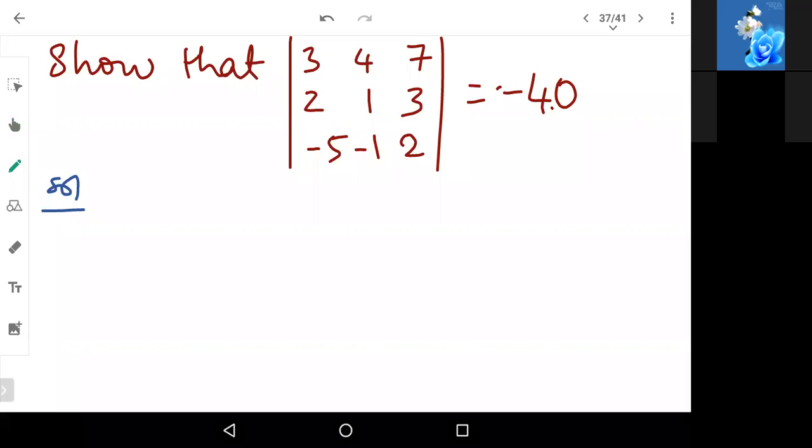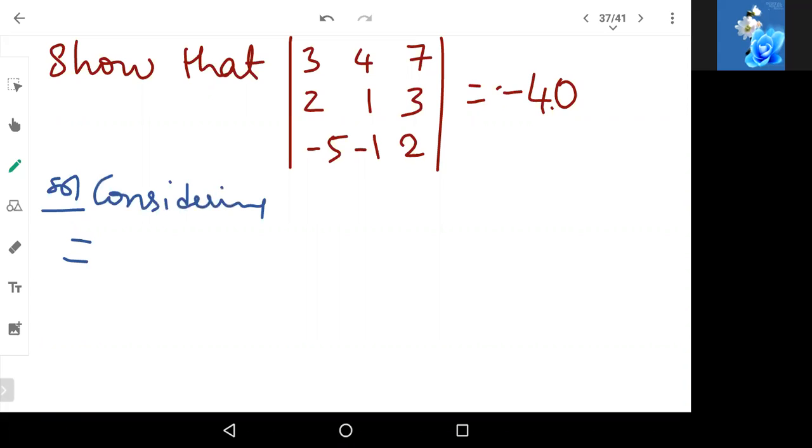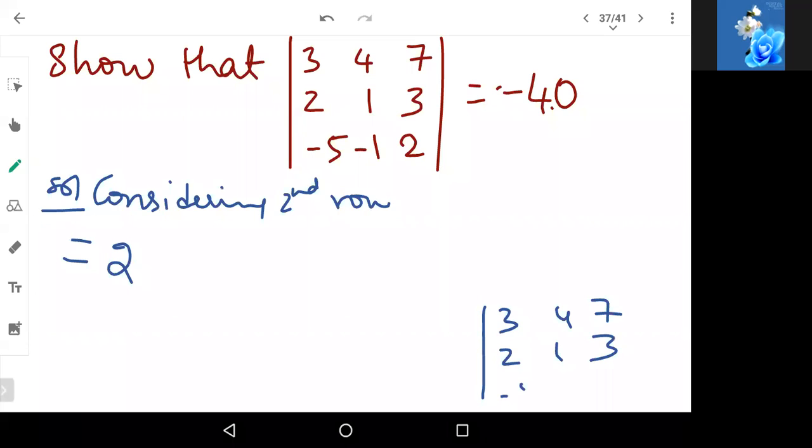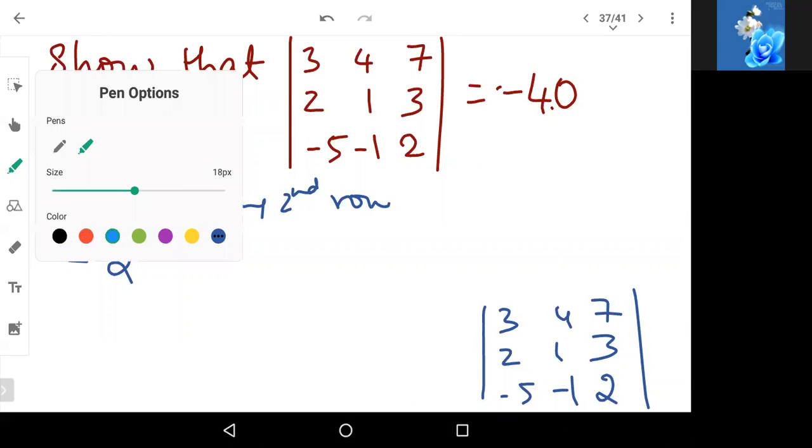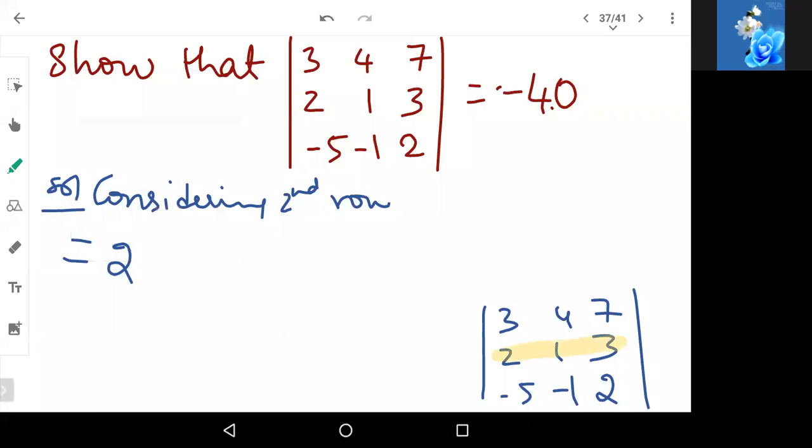So first what we will be doing, first we'll have to find out the minor. So I'm considering the second row. I'll just write down here for your reference, considering second row. Okay, so first will be 2. The first element in the second row is 2. Now, if you see the matrix 3, 4, 7, 2, 1, 3, minus 5, minus 1 and 2. Now, since I am considering the second row and first column will be ignored, or we will leave out. We will not consider those two.